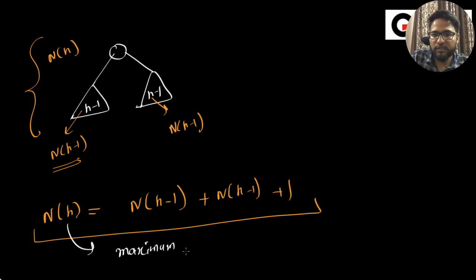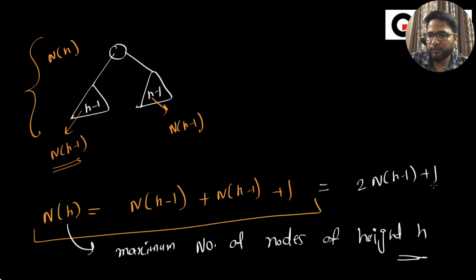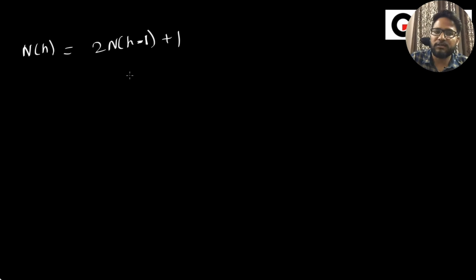Maximum number of nodes of height h. So this is the formula that we are getting: nh is 2 into nh minus 1 plus 1. Now in this formula you can see that there is a recursion, because nh is in the form of nh minus 1. Whenever you have a recursive formula, you must have a base case.